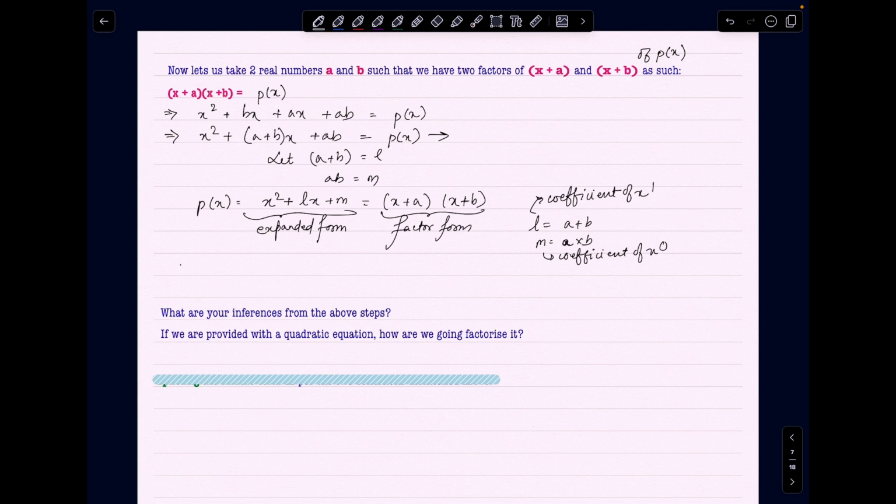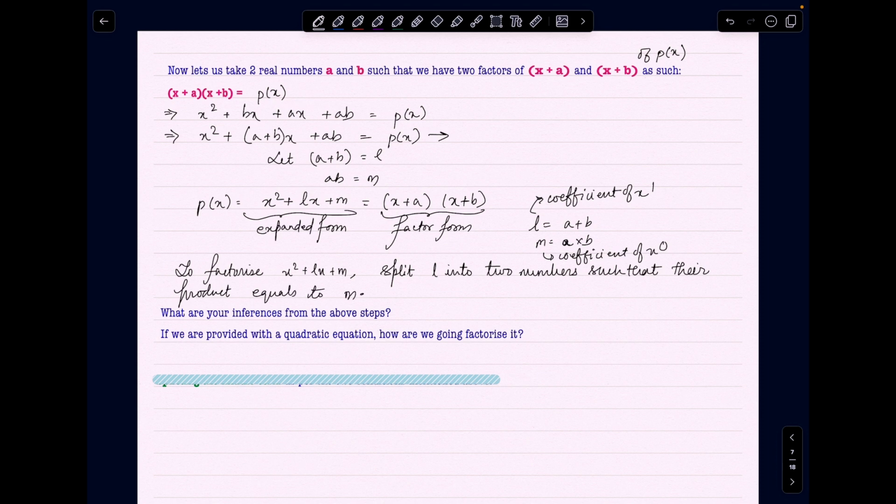How to factorize? To factorize x square plus lx plus m, split l into two numbers such that their product equals m. Got my point? What I am writing here is the polynomial x square plus lx plus m.